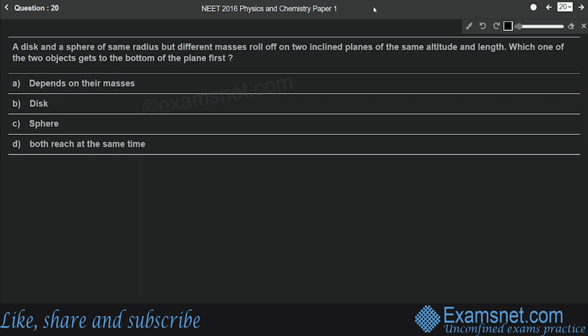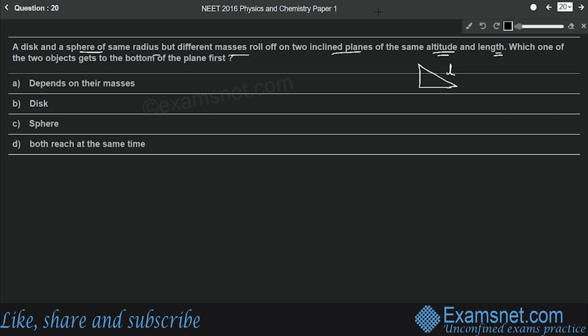Question number 20 is from the chapter Systems of Particles and Rotational Motion, and the question is: a disk and sphere of same radius but different masses roll off on two inclined planes of the same altitude and length. Which one of the two objects gets to the bottom of the plane first? Suppose the inclined planes are of length L.